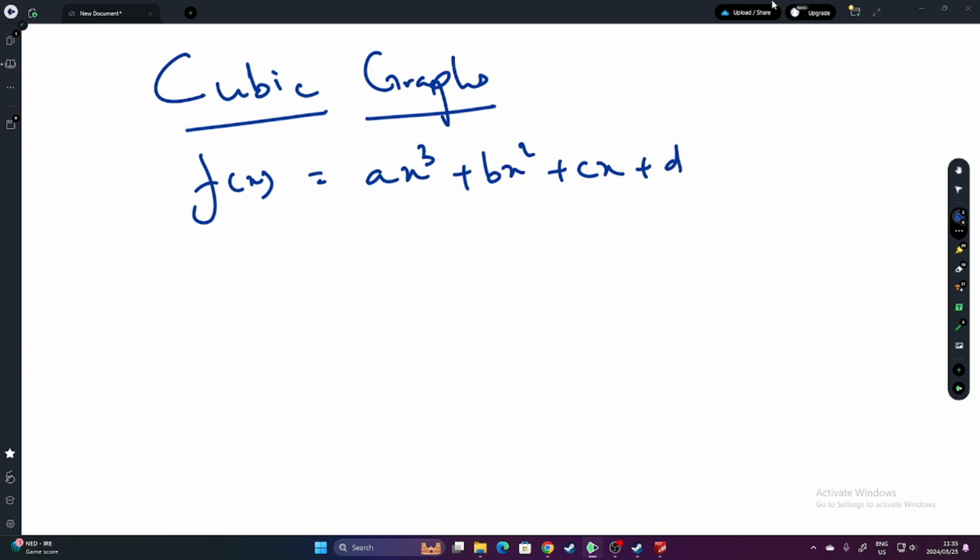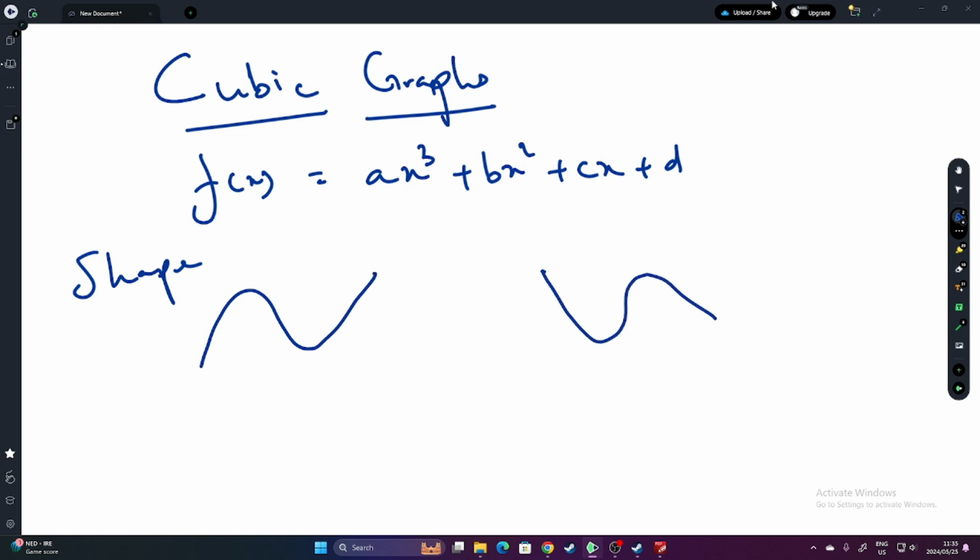Now, as to the shape of a cubic graph, well, I like to describe it as the N shape or the reverse N shape. Which one of these two shapes we end up dealing with actually depends on the coefficient of x cubed. If the coefficient of x cubed happens to be a positive number, we would get this N shape. But if the coefficient of x cubed happens to be a negative number, then we will get this reverse N shape.